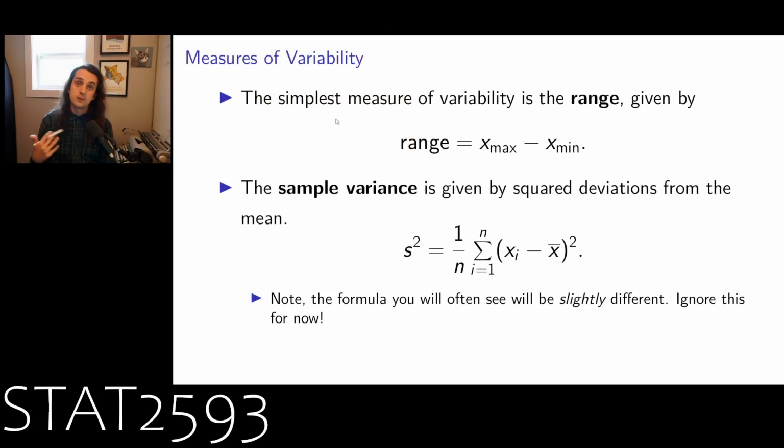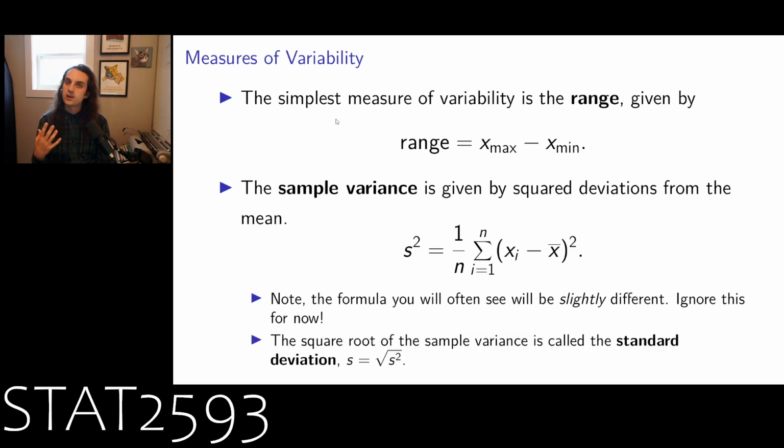We denote this with s squared, and I'll point out that oftentimes you're going to see a slightly different formula for this. We can ignore that for now. We'll come back to that at a later point in the course. For now, we can just think about this as the sample average of squared deviations. We also talked about the standard deviation, which is just the square root of the variance. So we have our range, maximum minus minimum. The variance is the average of squared deviations, and the standard deviation is the square root of our variance.